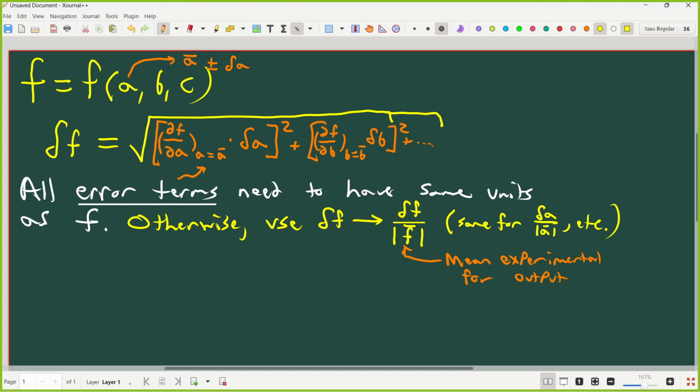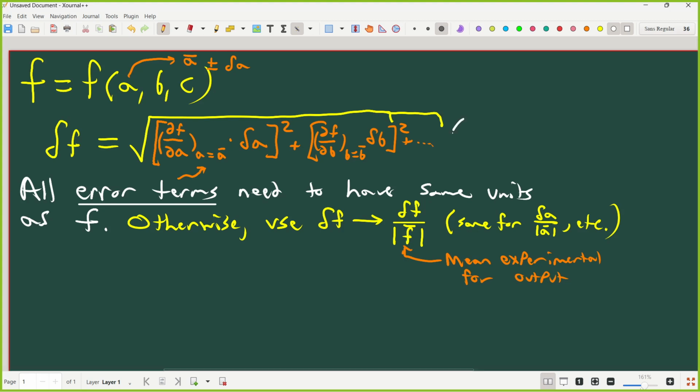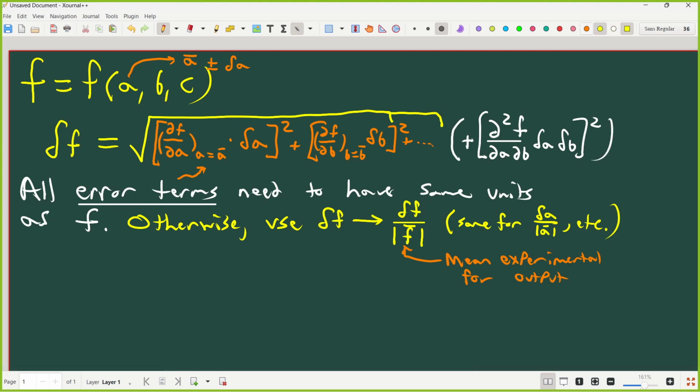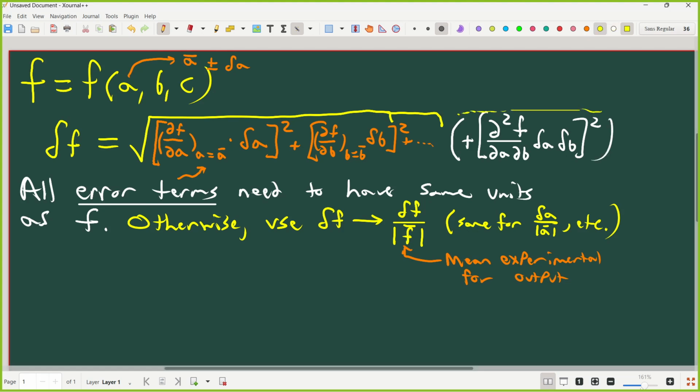A second derivative. Think of a derivative that looks something like this. What if there's another term in here, which I'll put in parentheses, that looks like the second derivative of the function with respect to two variables times the error in those two variables? And this number, under the square root of course, measures how the function changes as you move the two in a correlated way. So if A affects B and B affects A, this term is going to be non-zero.